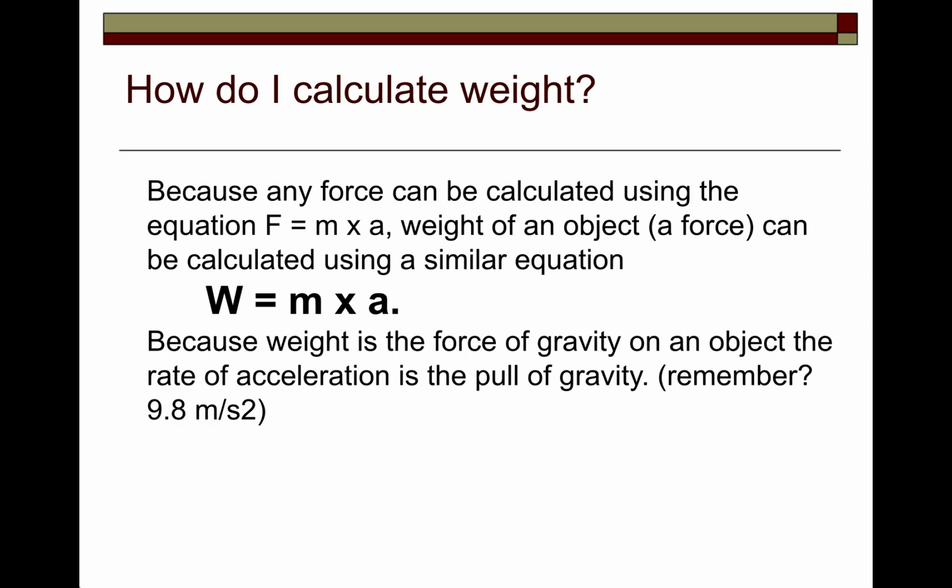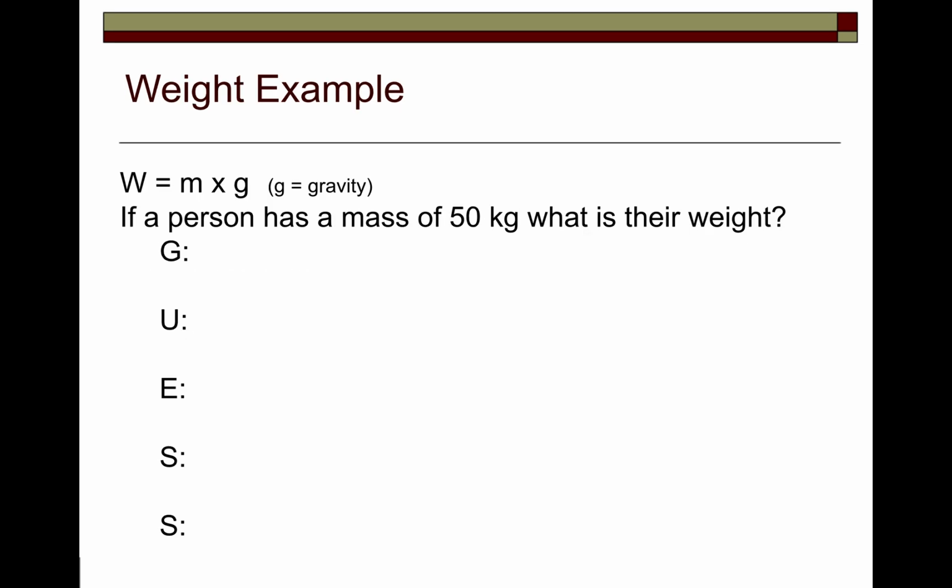Weight of an object, a force, can be found with a similar equation. W equals mass times acceleration. Weight equals mass times acceleration, because weight is the force of gravity on an object. The rate of acceleration is the pull of gravity. Remember, 9.8 meters per second squared. Weight example. You can look at this.